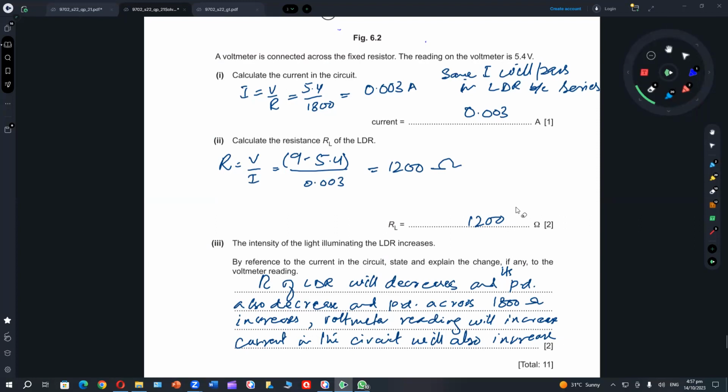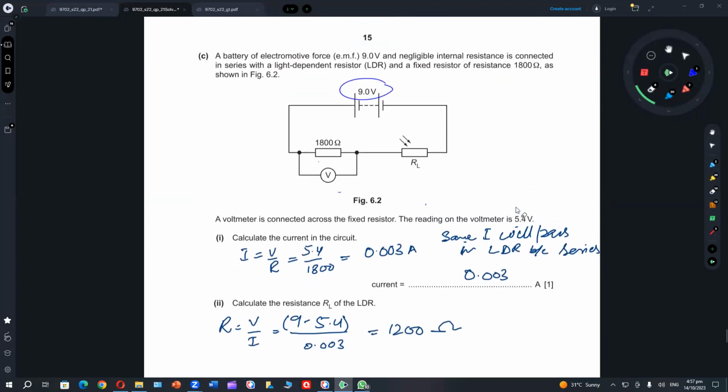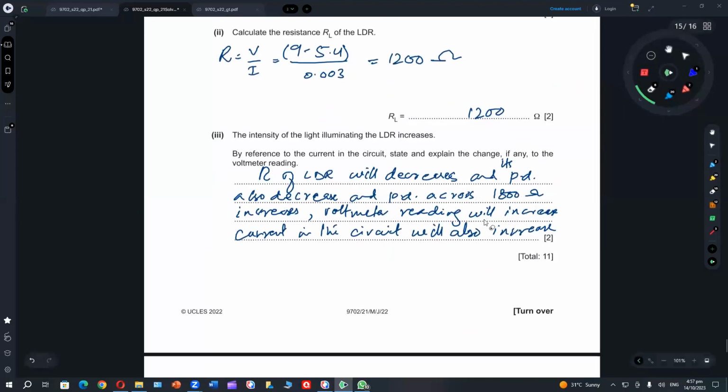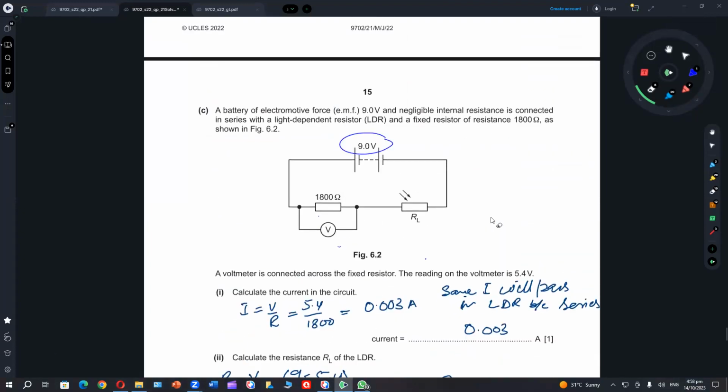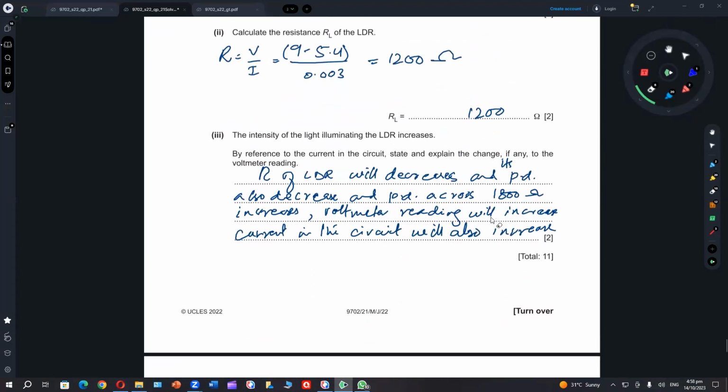The intensity of light illuminating the LDR increases. So bright light comes on it. By reference to the current in the circuit, state and explain the change, if any, to the voltmeter reading. So what happens when the light intensity is more? You know that when light is brighter, resistance of LDR decreases. When resistance of LDR decreases, the voltage across LDR will decrease and voltage across 1800 ohm resistor will increase.